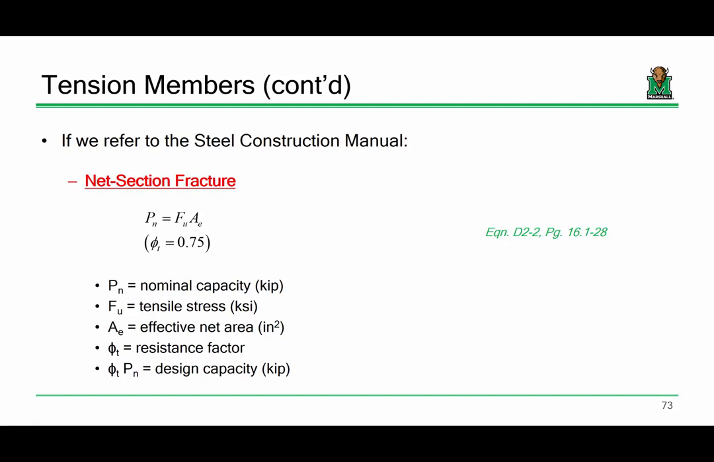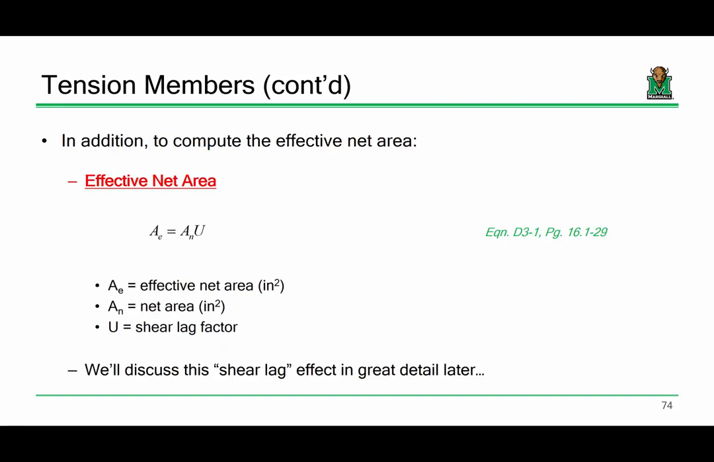Now the phi value for net section fracture is a little lower because if a member yields, it just gets longer. But if a member fractures, it is separated in half, and so that's a little bit of a bigger deal. So our resistance factor is lowered accordingly. So just so everybody's aware, I want everybody to understand the difference between nominal capacity and design capacity. So nominal capacity is just our mechanical capacity, and then the design capacity is adjusted by phi. And then again, effective net area is net area times the shear lag factor.